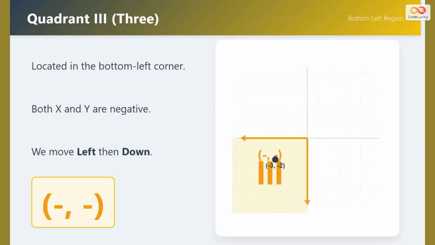Below Quadrant II lies Quadrant III in the bottom left corner. To reach this area, we move left into negative x territory and then down into negative y territory. This makes Quadrant III unique because both coordinates are negative. The sign pattern here is negative, negative.